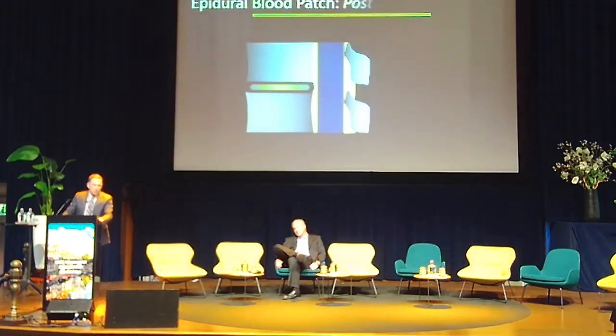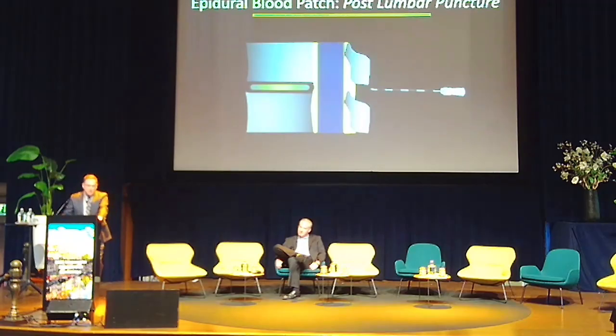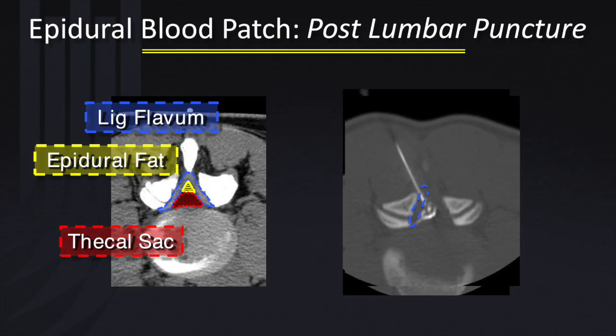Okay, so let's talk about this problem. Here we have somebody where the physician did a lumbar puncture, maybe to get CSF to send off to the labs. And what happens here is we've left that hole that was nicely shown in those images in the prior talk. So now we've got a hole. What are we going to do to fix it?